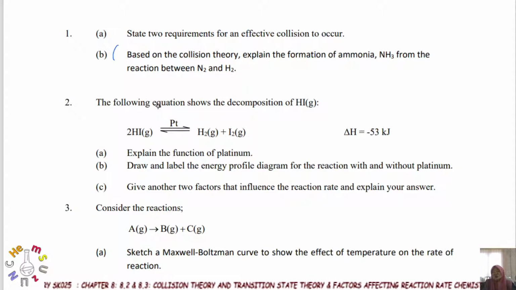Okay, for question number 2, the following equation shows the decomposition of hydrogen iodide gas. So we have 2 mole of hydrogen iodide decomposed in the presence of platinum to produce H2 gas and I2 gas. Delta H is equal to negative 53 kilojoule, so the system is exothermic and releases heat. But here it says explain the function of platinum. What is the function of platinum there?